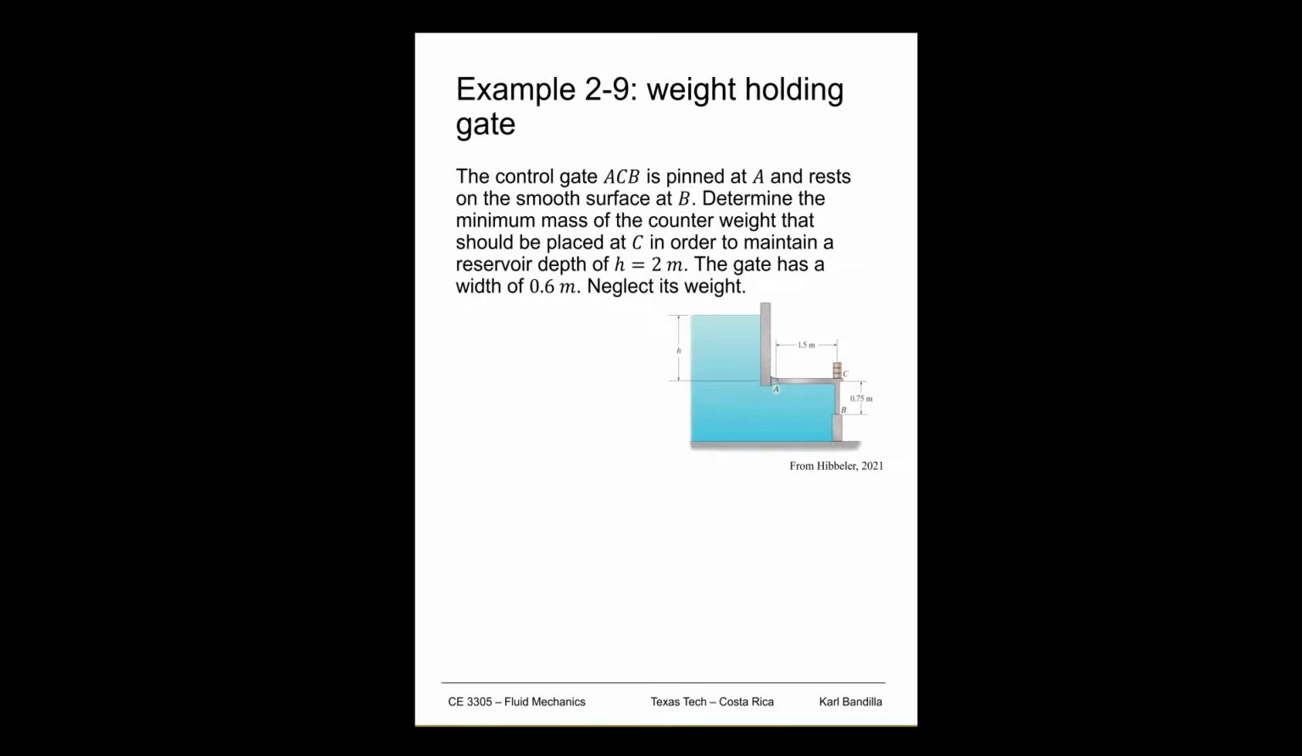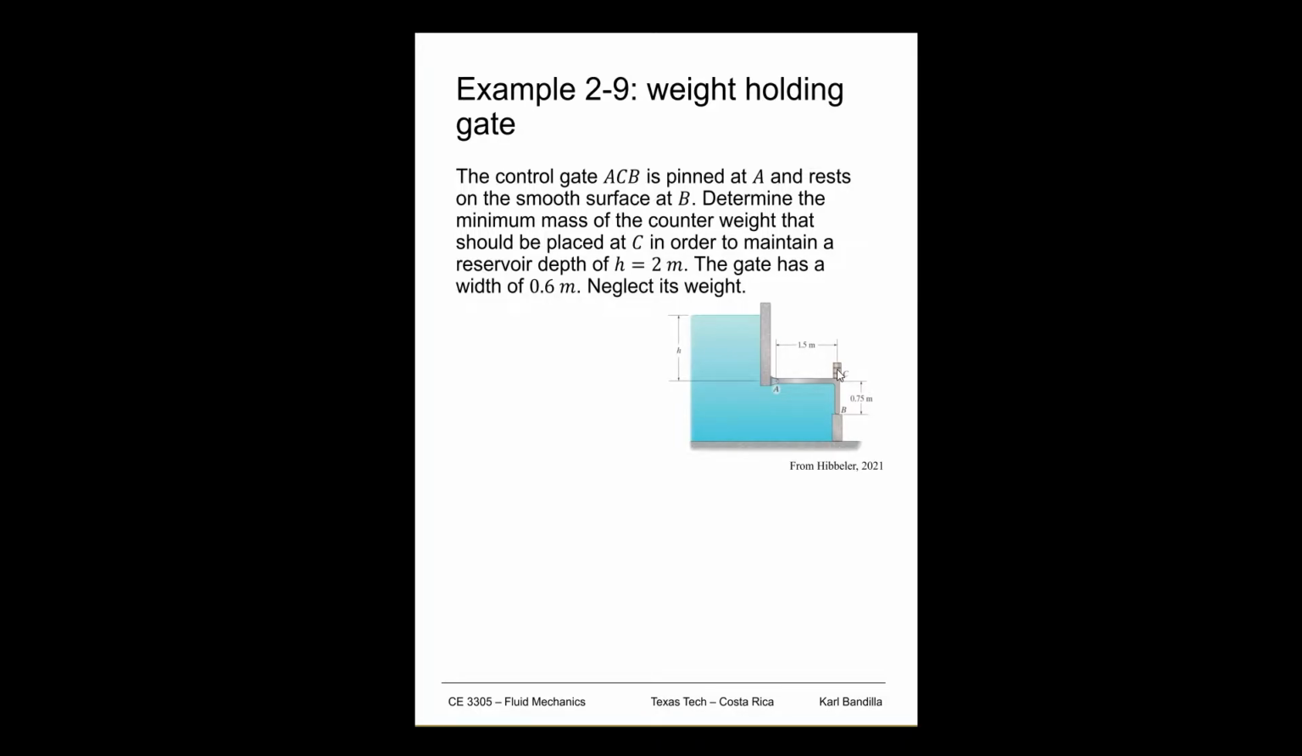Next, we have example 2-9, where we have this gate right here. You can see the hinge. This is the gate. It rests on top of the wall here, has a weight sitting on it, and then a whole bunch of water behind it. And of course, if there's enough pressure, then this gate will be pushed open. That's why the weight is here.